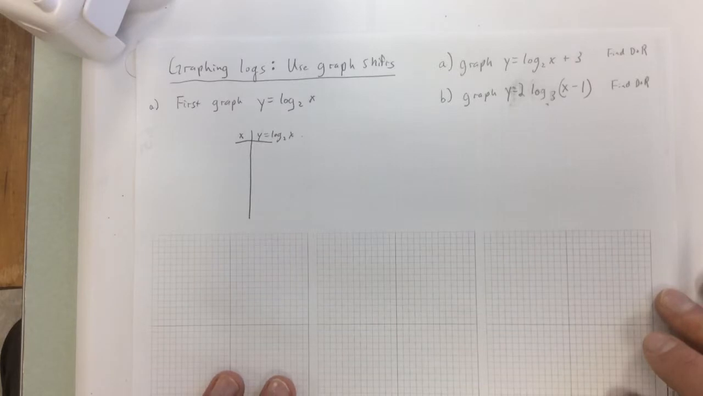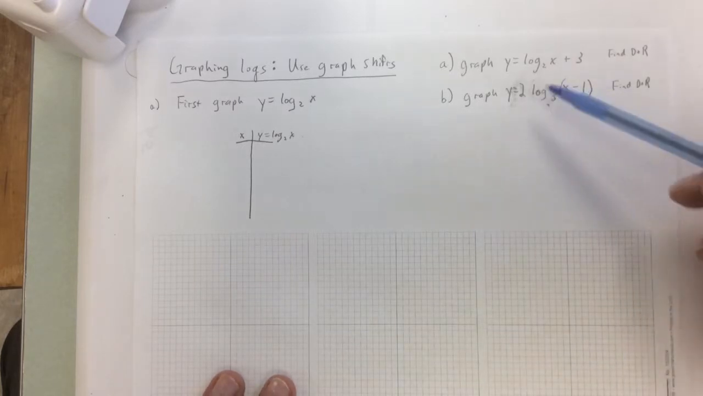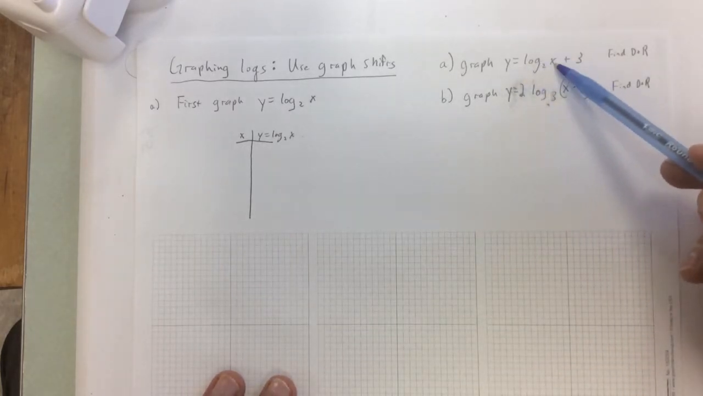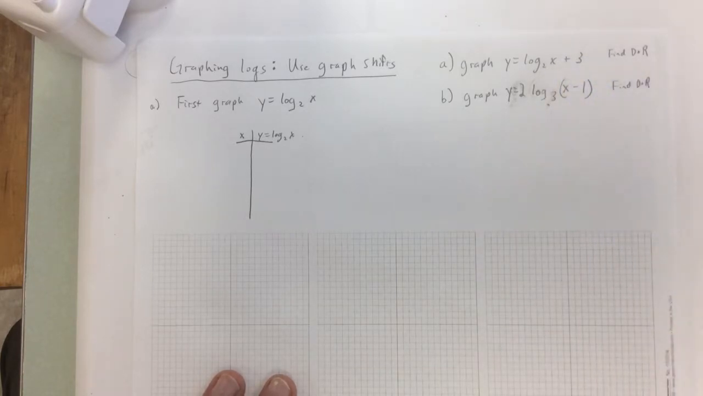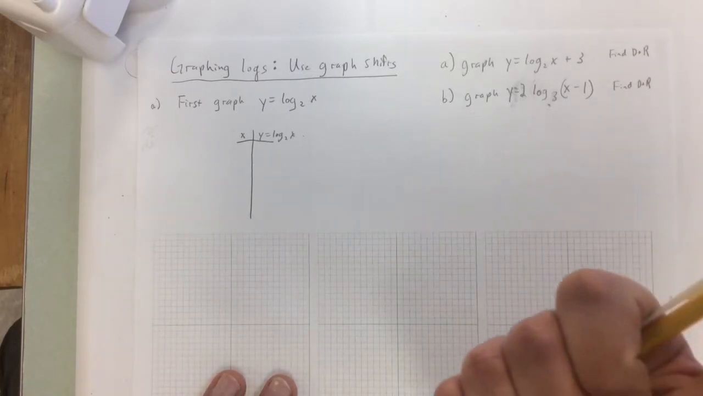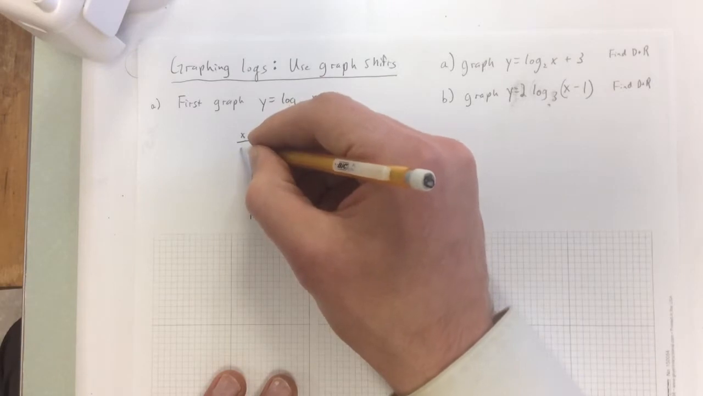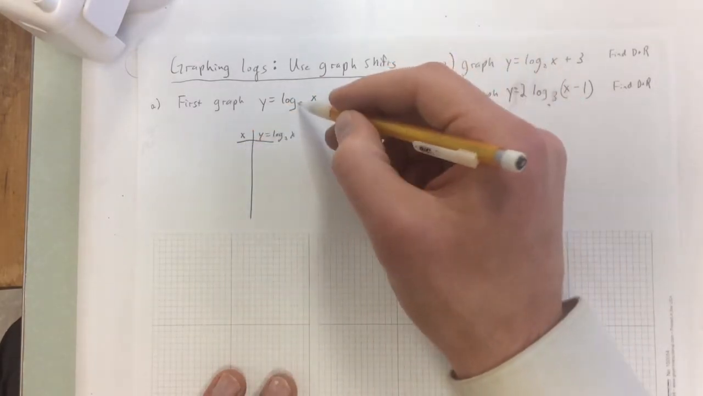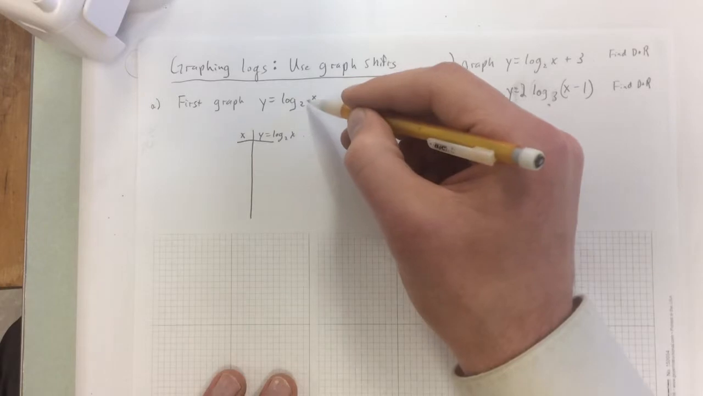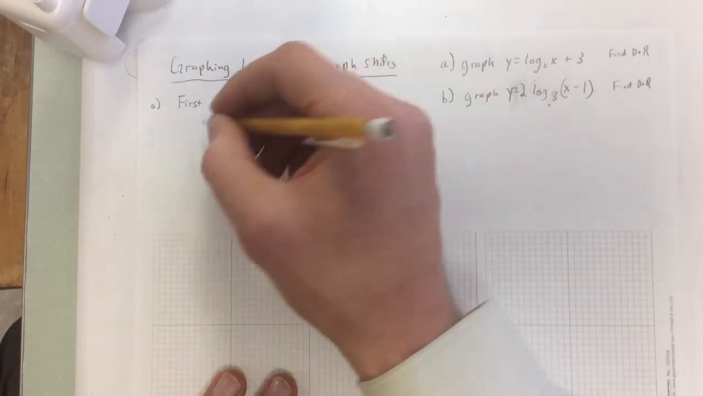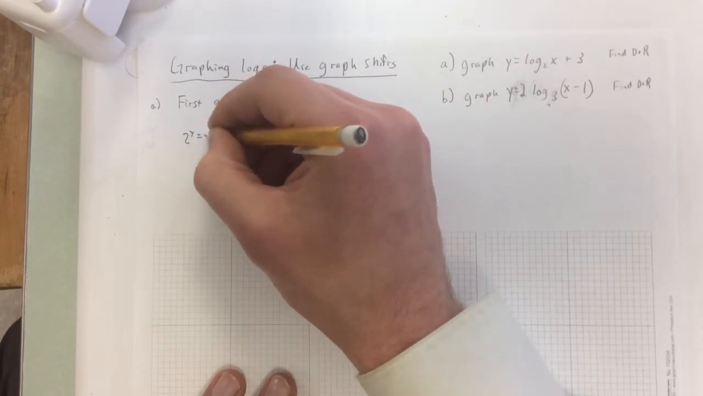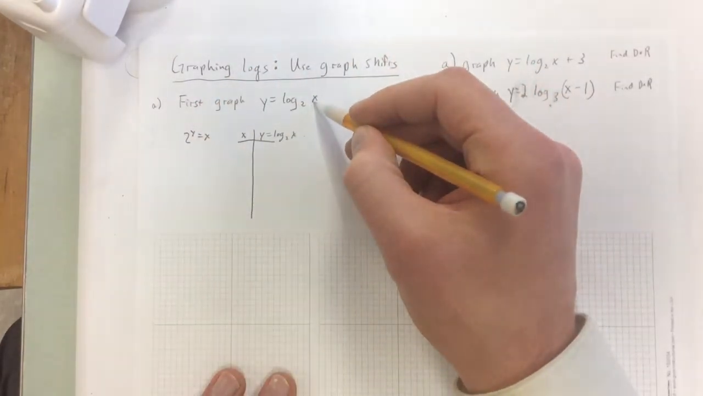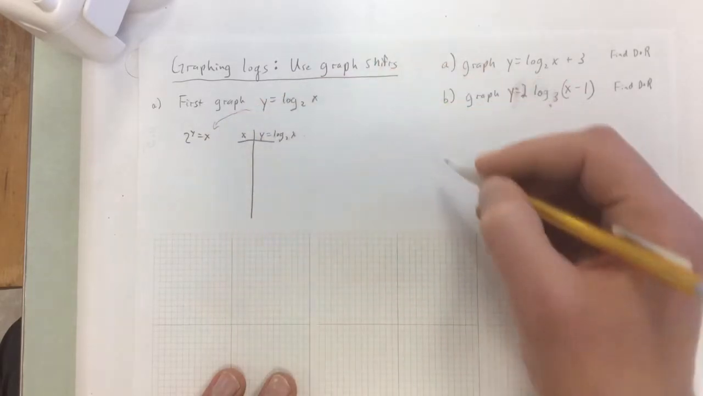Graphing these, we're gonna graph y is equal to log base 2 of x plus 3. Find the domain and range of this. First thing I'm going to do is I'm not going to look at this as y equals log base 2 of x. I'm going to think of it as 2 raised to the y is equal to x. Once again, just change it from logarithmic form into exponential form.